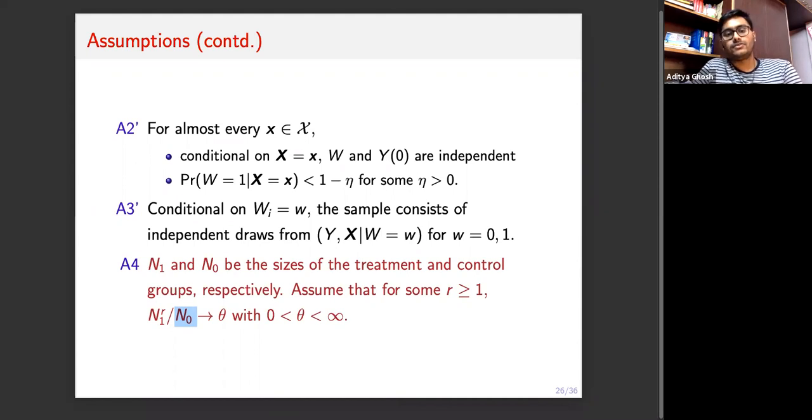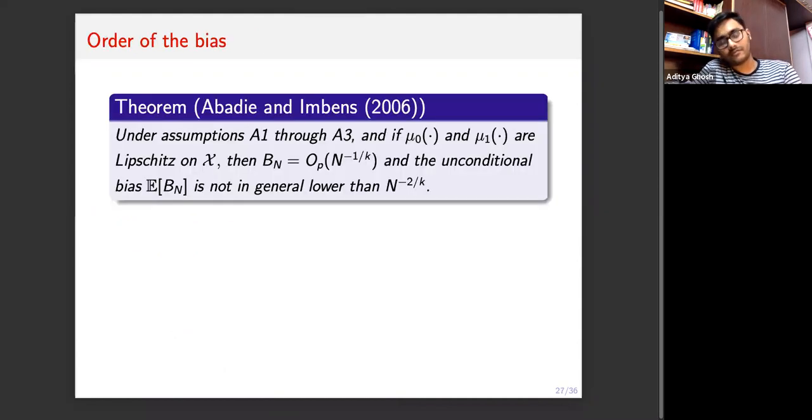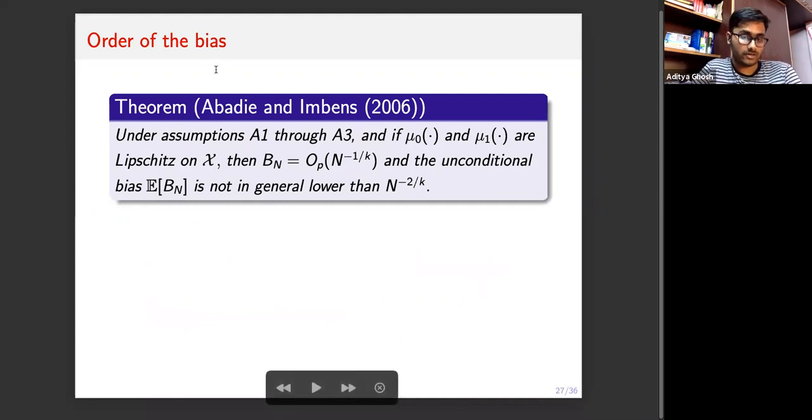Okay. So now here are some theorems. They are from Abadie and Imbens' 2006 paper, and they first state what should be the order of the bias. As you can see, under assumptions A1 through A3, and there is one more assumption they are making.